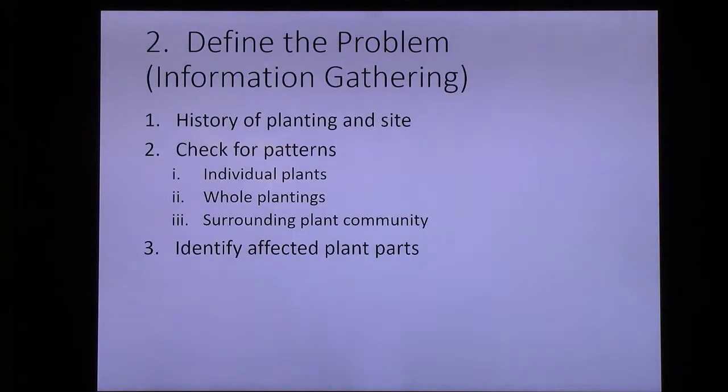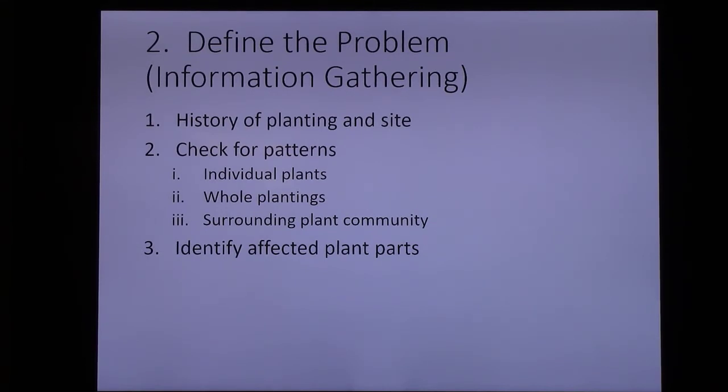Not happy. So as we define the problem, here are some of those questions to ask. What's the history of the planting and of the site? Have you always planted this vegetable in this spot every year for decades, or have you done some rotation? What used to be on this site before you planted your plants here?